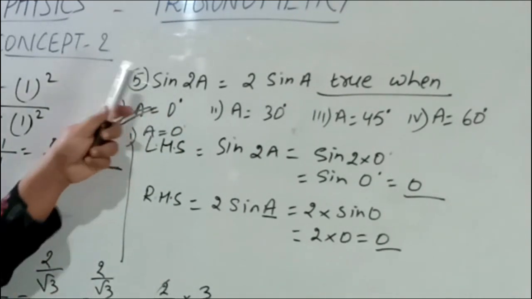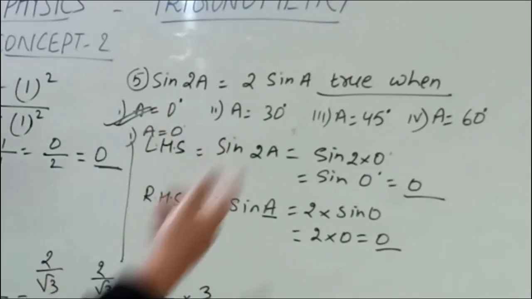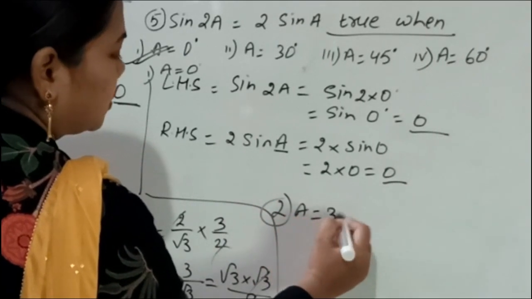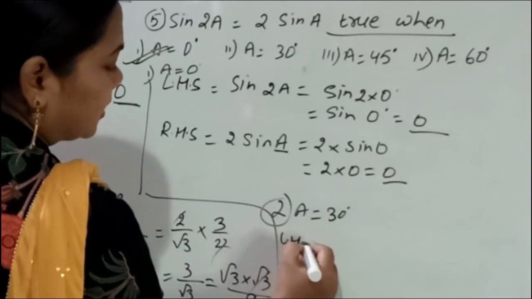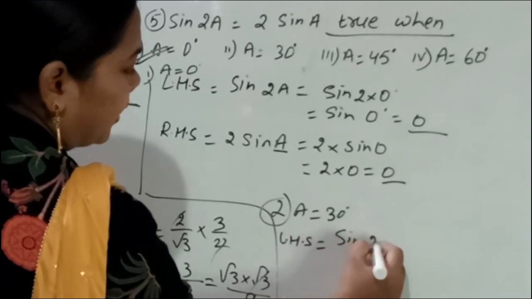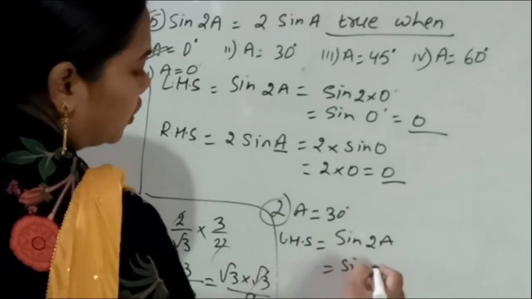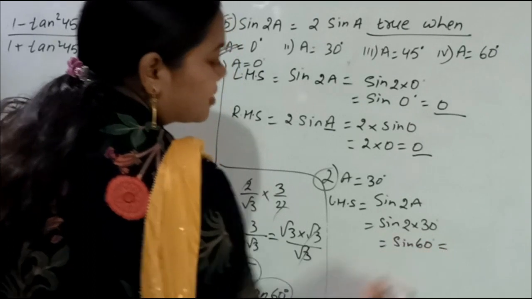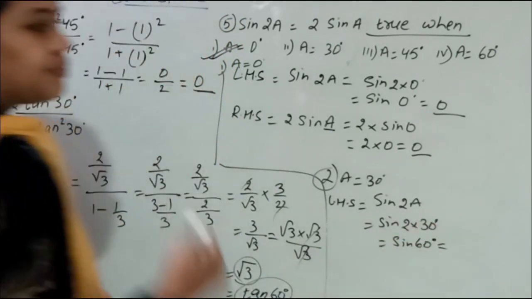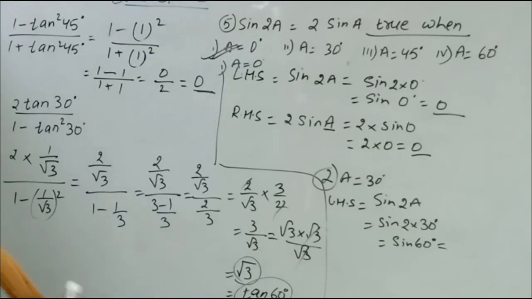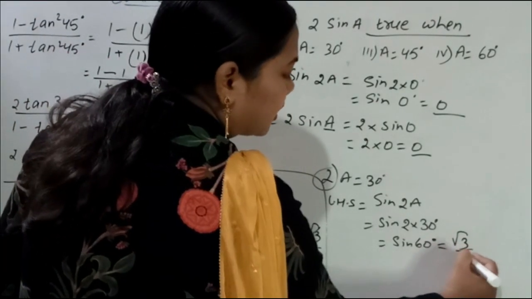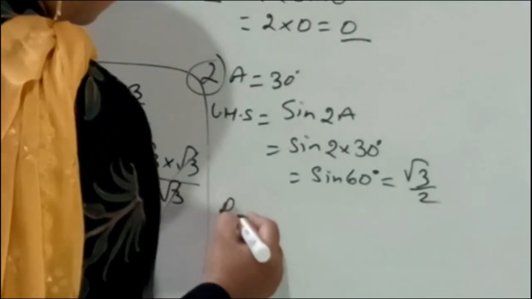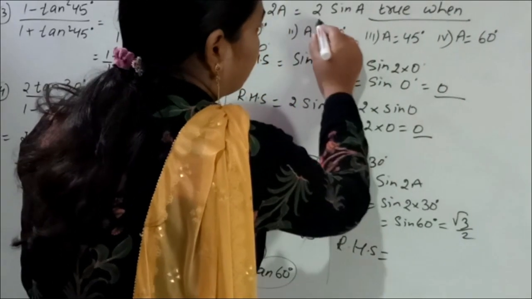This is true for A equal to 0. Okay. Let's do one more angle. Second one, when A is equal to 30 degree. Okay, check it. LHS. LHS what? Sin 2A. Sin 2 into 30 means sin 60 degree. Sin 60 degree how much? Sin 30 is 1 by 2. Sin 60 is root 3 by 2. Root 3 by 2 is sin 60. RHS how much? RHS is 2 sin A.